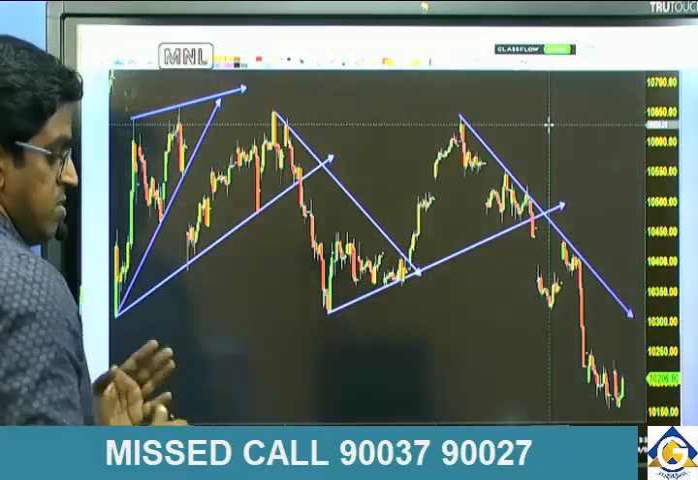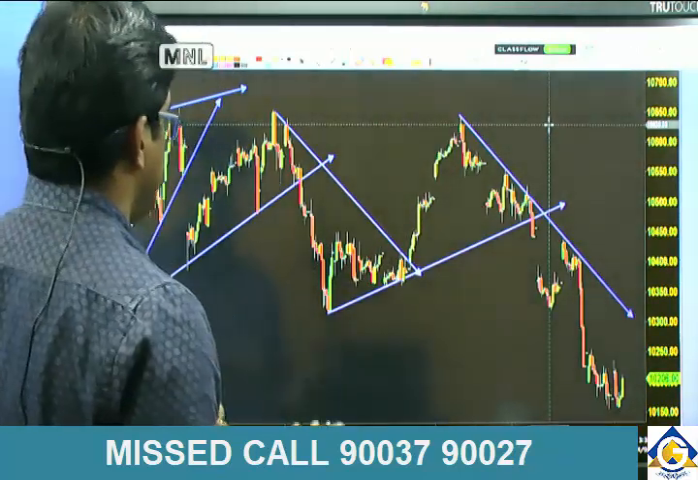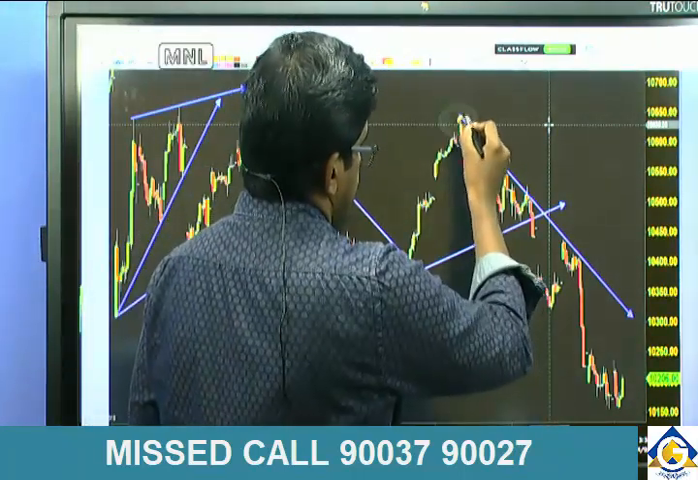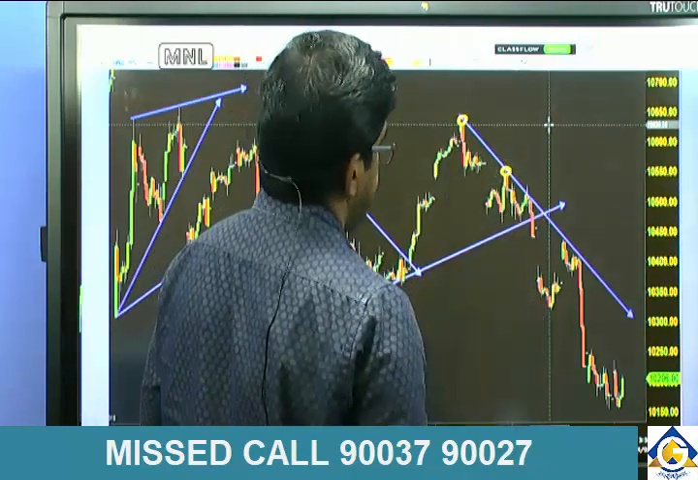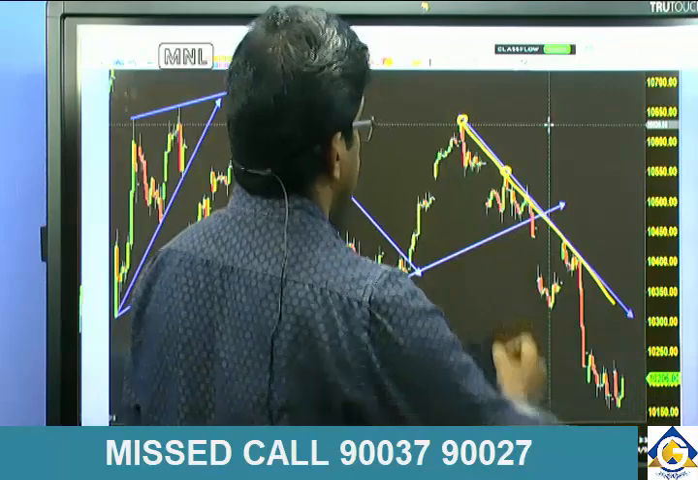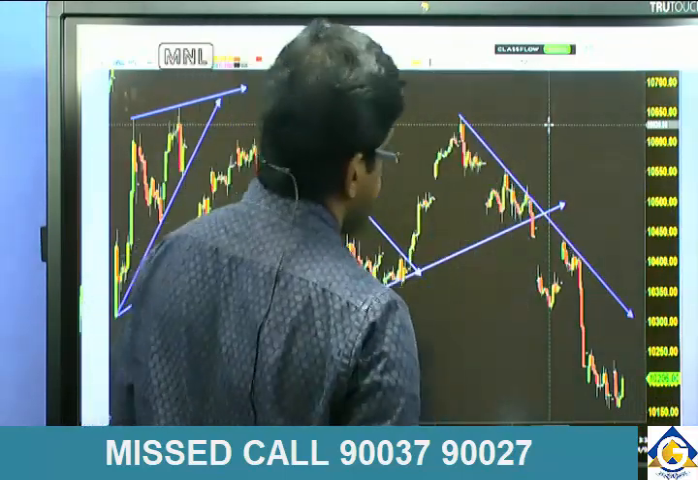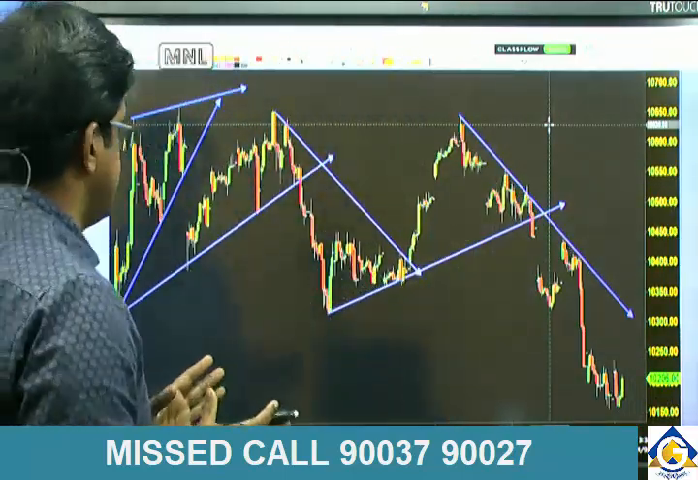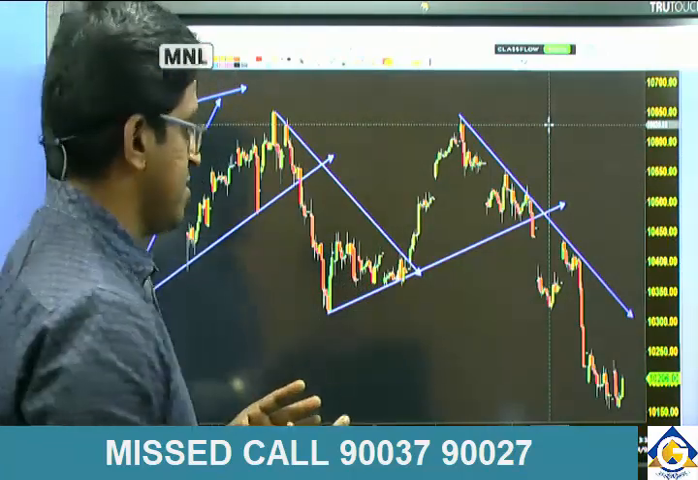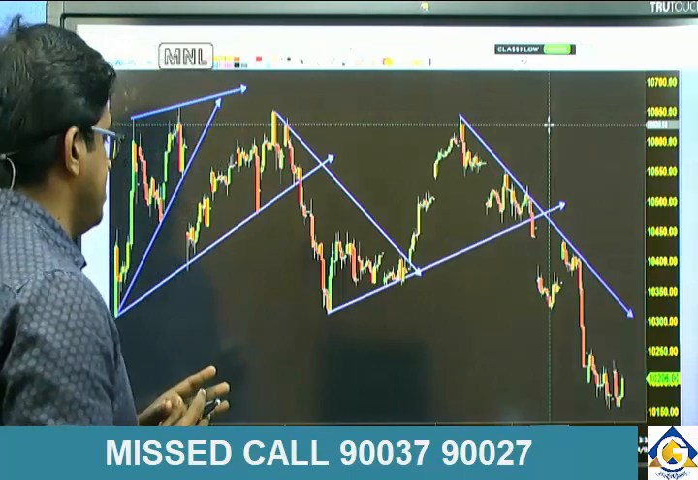The same thing holds good if you do it in the opposite way for drawing a downtrend line. For drawing a downtrend line, you need to connect two highs. So connect two highs and project the line, then you will get a downtrend line. It looks very easy, isn't it? It looks as if it's such a simple thing to draw an uptrend or downtrend line.